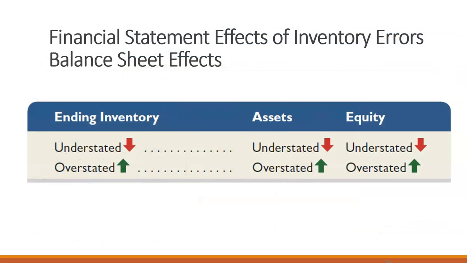On the balance sheet, if we have understated our ending inventory, then our assets are going to be understated and our final equity will be understated. The opposite is true. If our ending inventory has an overstated amount, then our assets are overstated and our equity is overstated. We want to be as precise and true with our accounting information as humanly possible.